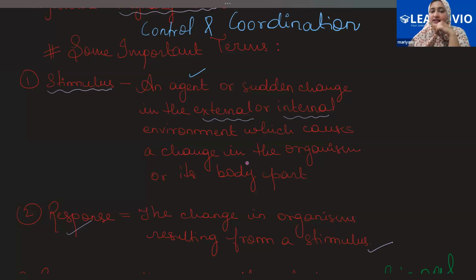The first thing is a stimulus. A stimulus is an agent or a sudden change in the external or internal environment which causes a change in the organism or its body part. Any kind of change that comes from the external environment or from the internal environment, meaning our body, is a stimulus. For example, you are standing somewhere, I come behind you and pat on your back. That patting on your back is a stimulus that I am providing to you.